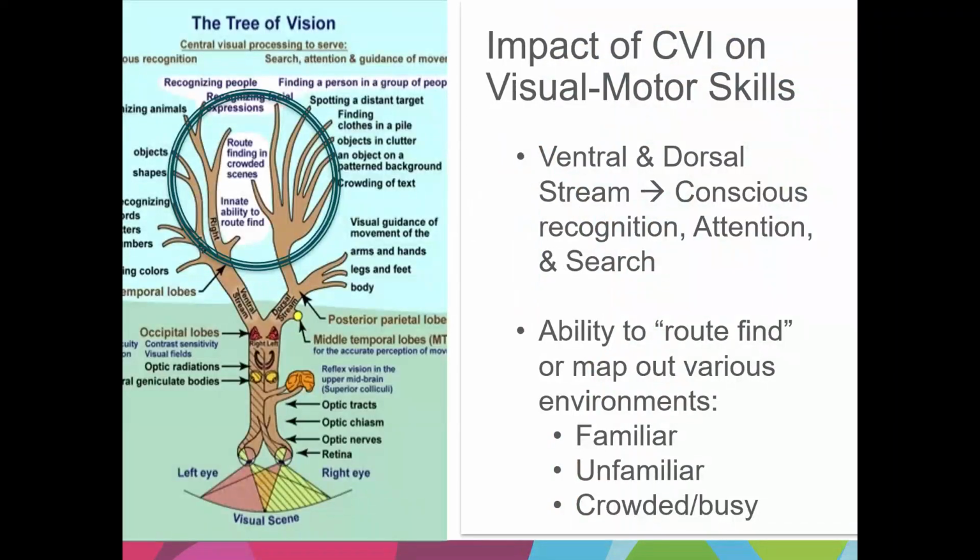And then in comparison, there's also this middle area of the tree where we're using both our ventral and our dorsal systems at the same time. So what we're doing is building on conscious recognition of our surroundings, that visual attention and visual search, to help us with navigation, specifically the idea of finding routes and exploring our environments. So we're going to work on mapping out our environment and being able to navigate around, whether it's familiar or unfamiliar environments, crowded or busy environments. We may see varied performance in individuals with CVI, but we're using both of these streams of visual processing to help us navigate our surroundings.